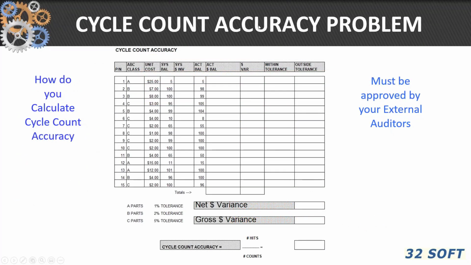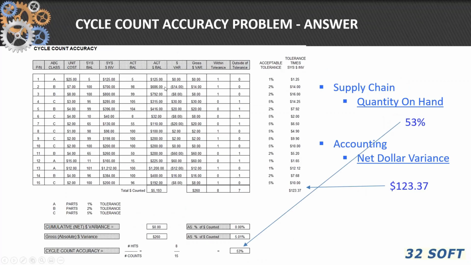How you calculate your cycle count accuracy is really up to you. I mean, it's got to be approved by your external auditors and your accountant. I've seen dozens of these kinds of calculations where you take the system, the actual count, calculate your variances, and then just basically keep track of whether you're inside or outside of tolerance. So once you get all of your activity, you simply run this analysis of what your accuracy is, and you come up with, in this particular case, a 53% on-hand accuracy.